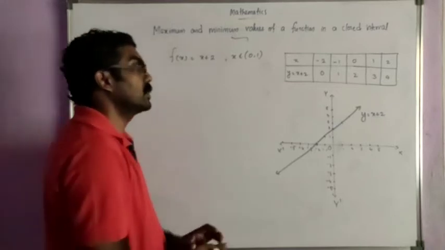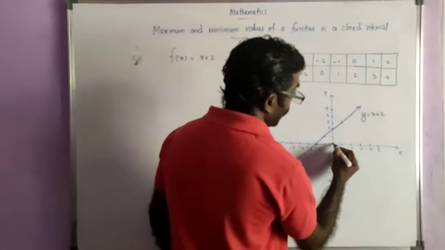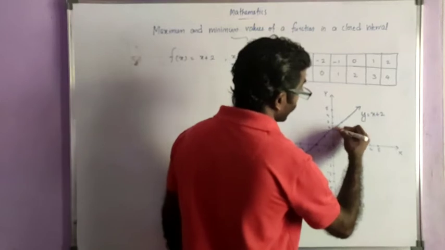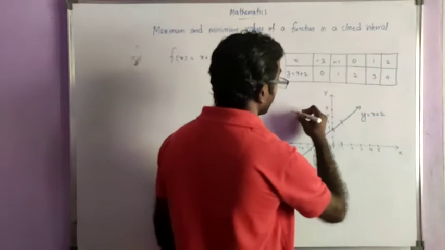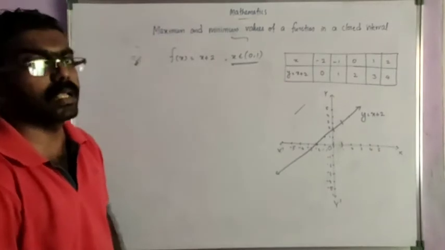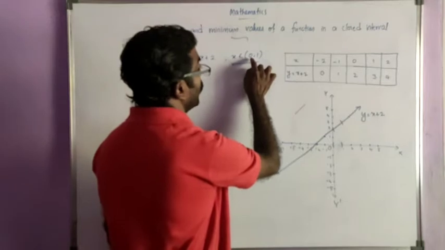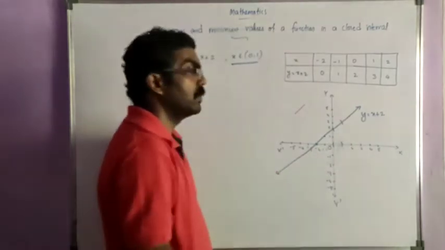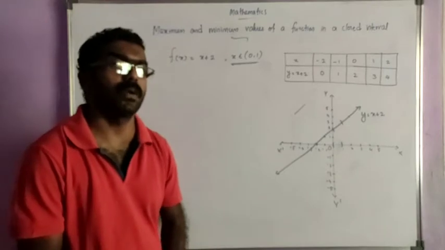Now let us consider the function in the given domain. x belongs to 0, 1. That means this much portion only. So the graph reduces to this much only. Okay, this line portion. So clearly we can say the function f of x is continuous in the open interval 0, 1. Here there is no break in this portion.